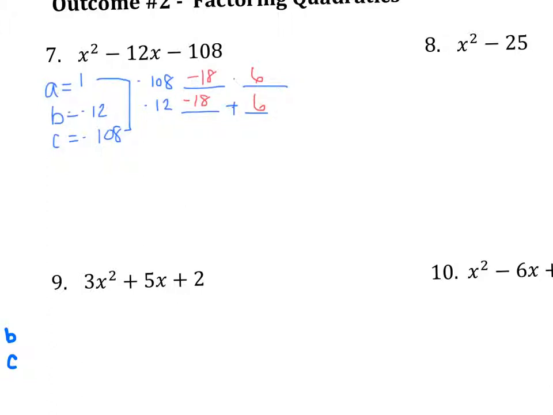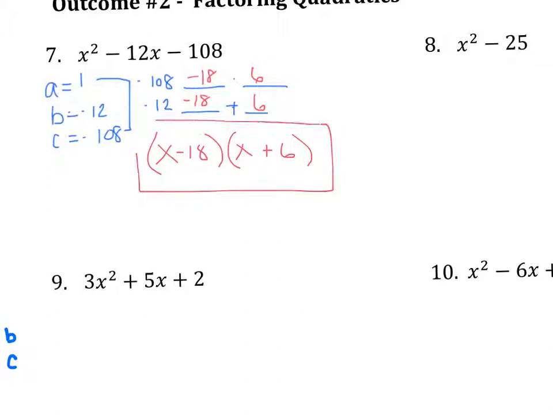Now, you ask yourself, can you do the shortcut? Yes, I can do the shortcut because my A is 1. So I'm going to do the shortcut, drawing my dead cartoon eyes, parentheses with X's in them, and I'm going to bring down my factors, negative 18 and positive 6. And that's it. That's factoring. There's no equal sign, so you don't have to solve. So that is it.